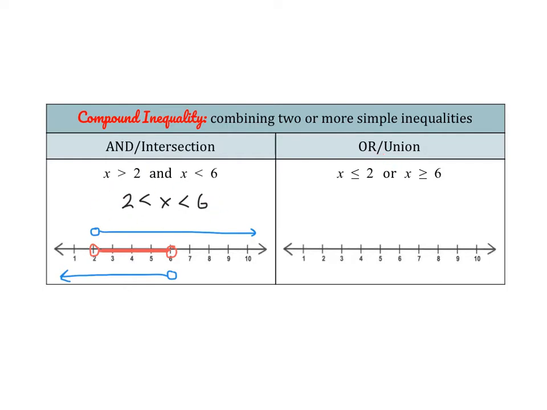Now, if you have a compound inequality with "or," we call that a union. It's two separate areas, and it can work for one or the other, so we're not looking for overlap here. If I graph x is less than or equal to 2, I'm going to color in my circle, and then it's everything to the left. Or x is greater than or equal to, so again I'm going to make a solid dot there because it's "or equal to," and then everything to the right. Here it doesn't matter that they don't overlap, because either this or this would work.